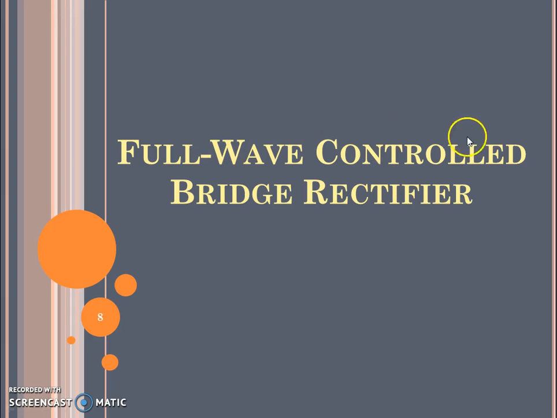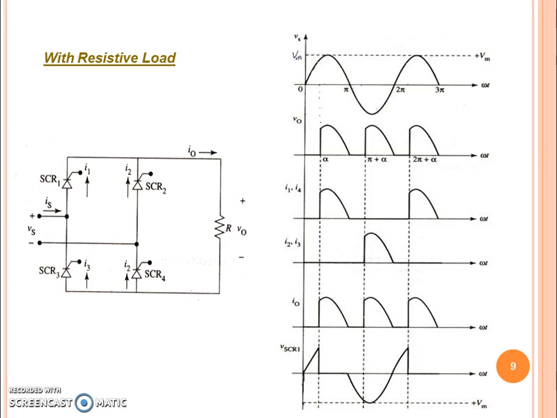Now we can have a discussion on the full wave controlled bridge rectifier circuit. This is the corresponding circuit diagram which is adopted for the resistive load. This is the corresponding waveform performance of this full wave controlled bridge rectifier circuit. Here we have the load R. We have 4 thyristors, namely SCR1, SCR2, SCR3, and SCR4.